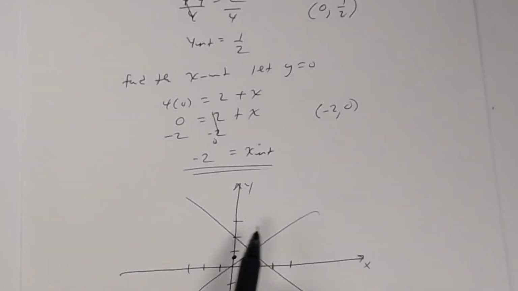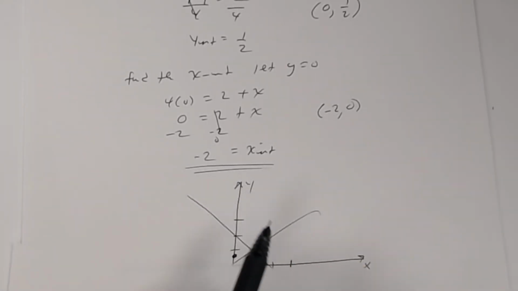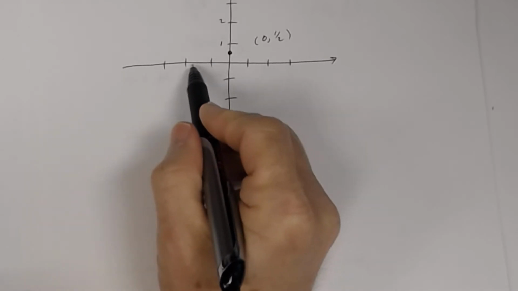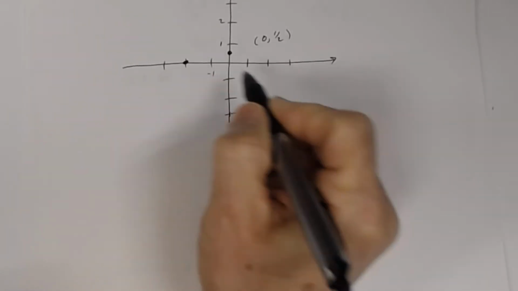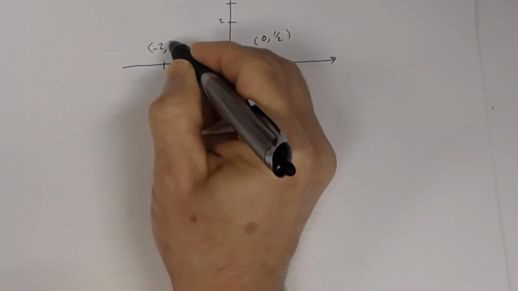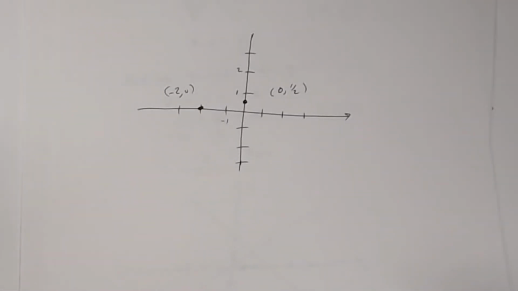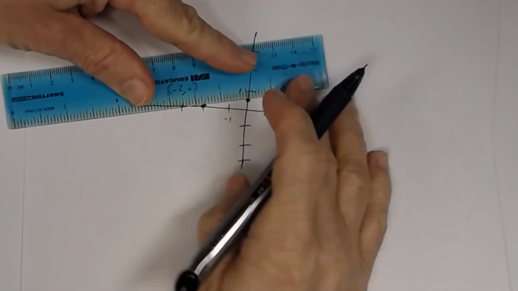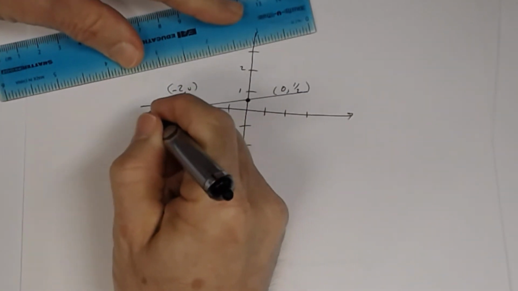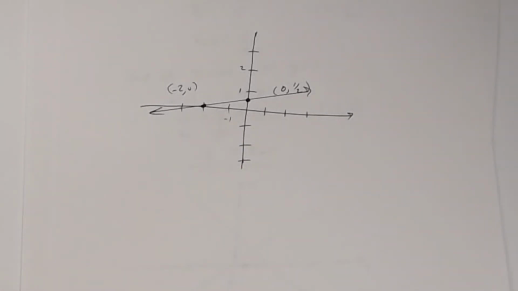Your x-intercept, remember, is -2. So here's -1, here's -2, right? And so that's going to represent -2, 0. And then you just draw your line, and there you go. You got your graph. Okay, and that's all you do.